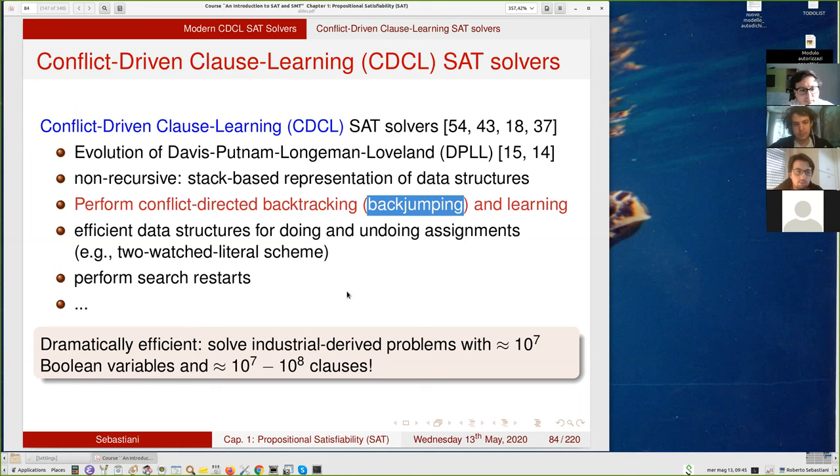Now, currently, SAT solvers can solve problems in the order of 10 million Boolean variables and up to 10 million, and even 100 million clauses in some particular cases. So this is really impressive.